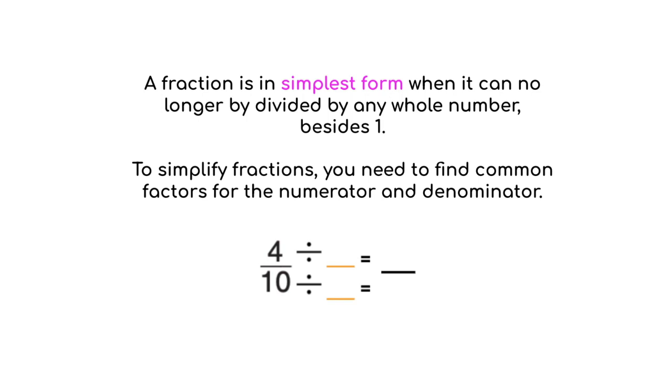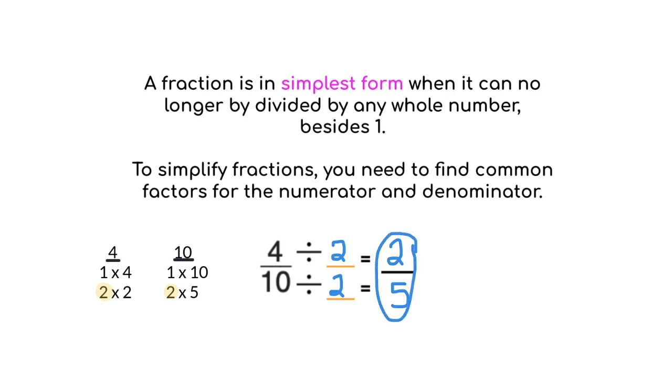So here's an example. We have 4/10. So we will list our factors of 4, list our factors of 10, and find the largest number they have in common. So my factors of 4 are 1 times 4 and 2 times 2. And my factors of 10 are 1 times 10 and 2 times 5. And the greatest number that they both have in common is 2. So we can divide 4 and 10 by 2. And we get 2/5 as our fraction in simplest form.